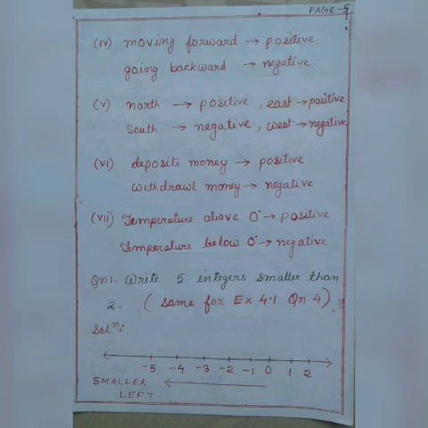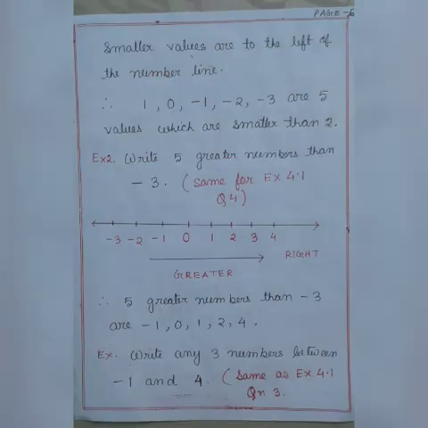You have to solve question number 4 of exercise 4.1 like this only. So I have written with the red ink. So you mark it as an important point. The smaller numbers are to the left side of 2. I can see in the number line that 1, 0, minus 1, minus 2, minus 3, minus 4, minus 5 like that are on the left side of 2. Therefore, these numbers are less than 2.